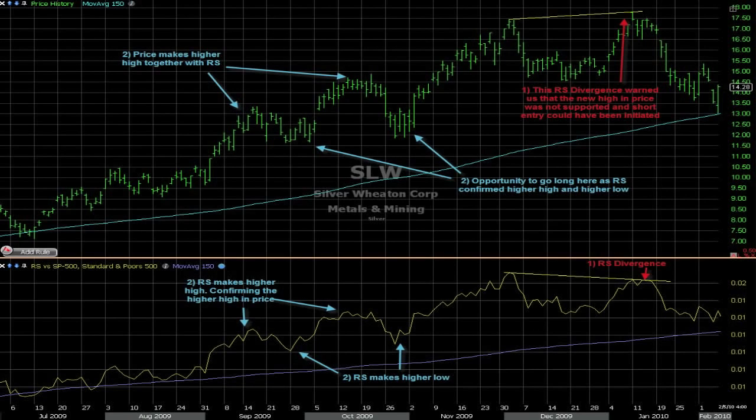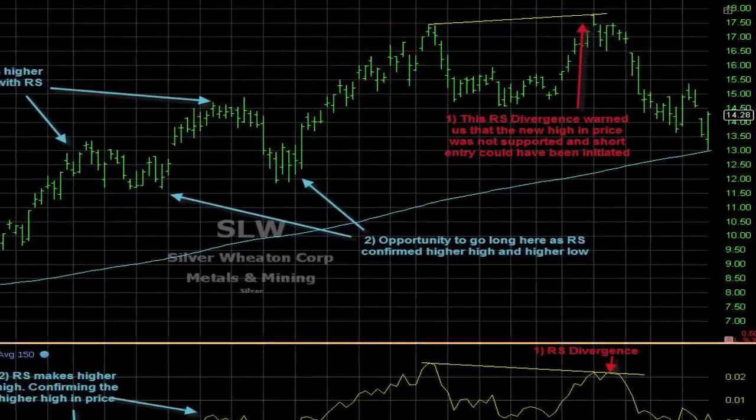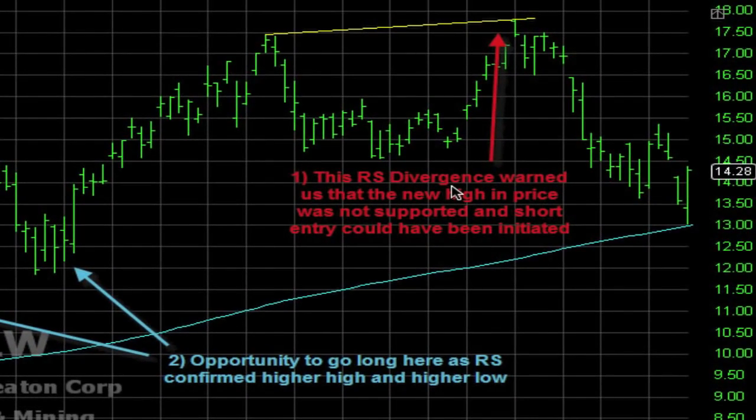Okay, you now know that relative strength helps you choose the strongest stock in a strong market, and it helps you choose the weakest stocks in a weak market. By doing this, you increase the odds of success. Here is how you can use relative strength for entries. The first one is when relative strength shows divergence.